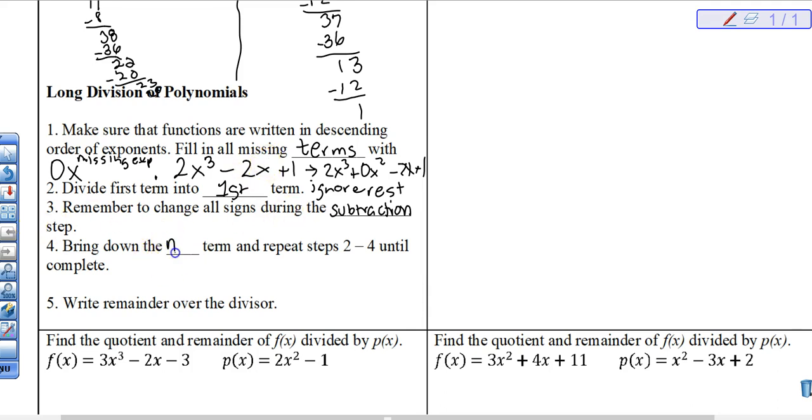Then bring down the next term and go again until you've brought down all the terms. Your last subtraction will be your remainder. Please remember to write your remainder over your divisor. Okay, so this is the process we're going to go through.